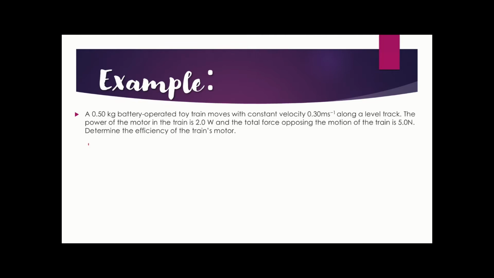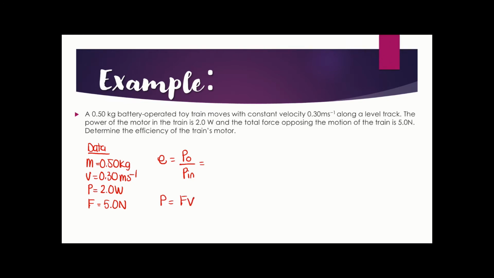We're going to set the information that we have. So as the information, we have the mass, 0.50 kilograms, the velocity, the power, and the force that opposes the motion of the train. Now, from the concept of efficiency, we have that the efficiency is the power out over the total power in. We know that one relationship to find power is force times velocity. So we're going to use this to find the power out. The power out is going to be force times velocity, and the power in, we have it from the problem.